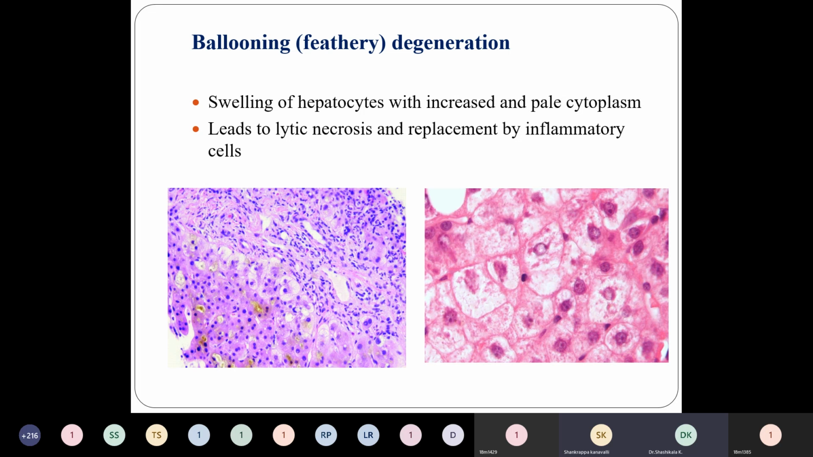Coming to the ballooning degeneration, you can see the micrographs here. It's also called feathery degeneration, where you have swelling of the hepatocytes. See the higher magnification; this is a portal triad here. You have complete swelling of the hepatocytes with increased pale cytoplasm. In higher magnification, you have a granular cytoplasm with a centrally placed nucleus. So here you have lytic necrosis, where the tracts are surrounded by neutrophils, necrotic debris and inflammatory cells.